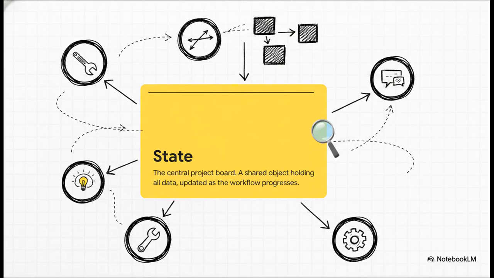Next up is the state. Think of this as the central project board in the workshop that everyone's looking at. It's a shared object that holds all the project data. So as each specialist node finishes its task, it updates the board. This whole process of passing and updating a shared state is what we call stateful orchestration, and it's what makes sure every part of the system is working with the latest info.